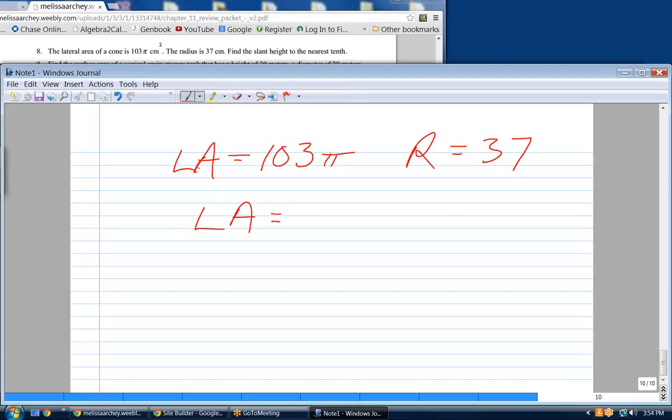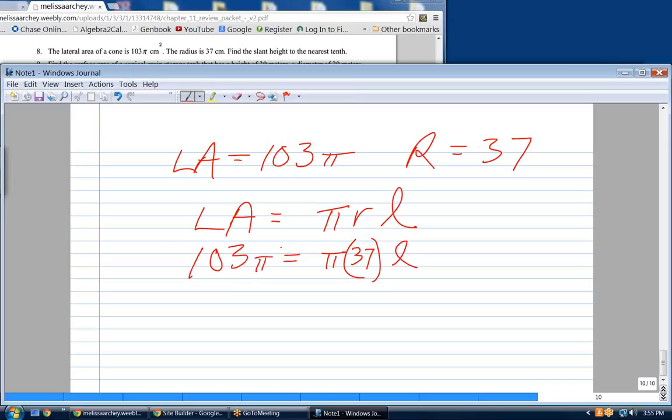Well, they've given us lateral area and they've given us radius. So let's start with the general formula for lateral area. That'd be pi r lambda. Now fill in the two things they've given us. Alright, so the radius is 37, and lambda is 103. No, lambda isn't 103. The lateral area is 103 pi.